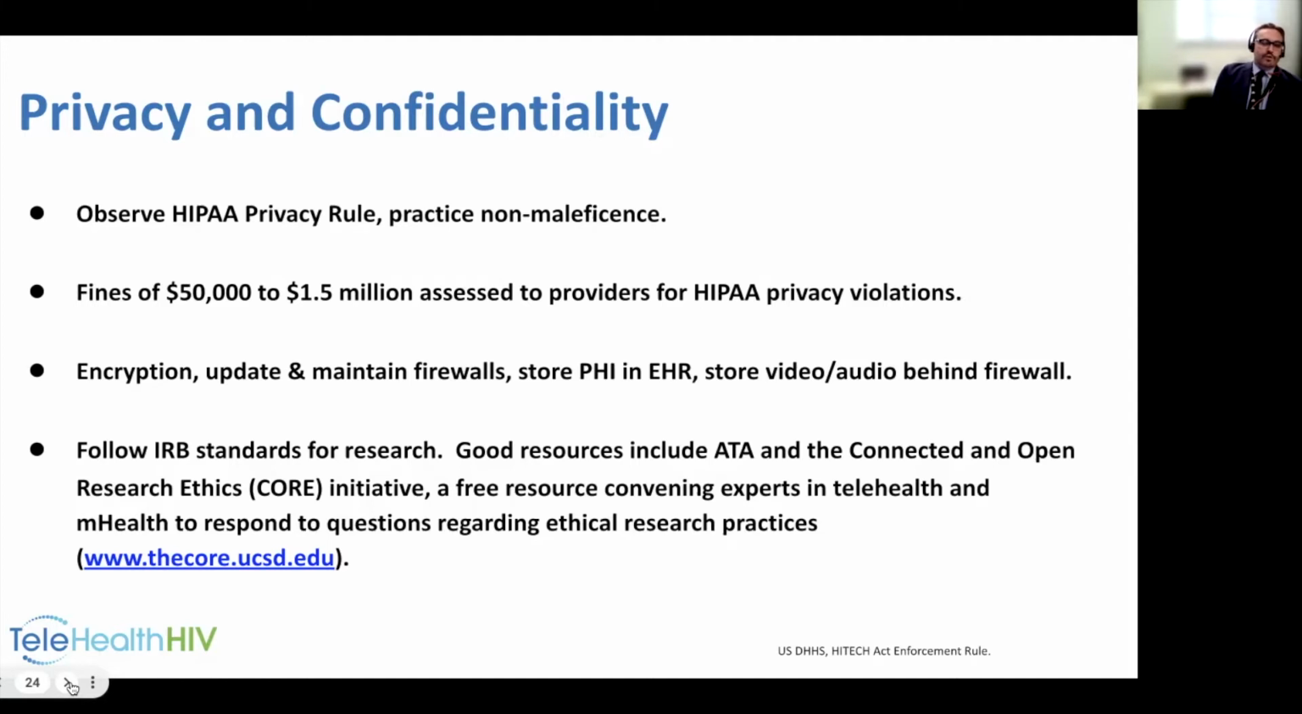And if you do research, there are resources out there. My favorite is this CORE Initiative at UC San Diego, and it's a free resource, and they have experts in telehealth and mHealth to answer ethical research questions. And then go ahead to the next slide.